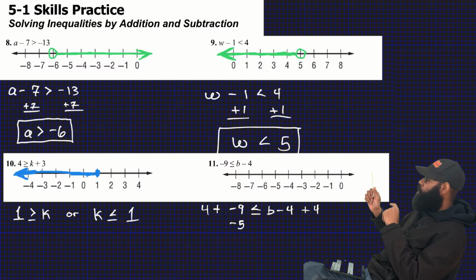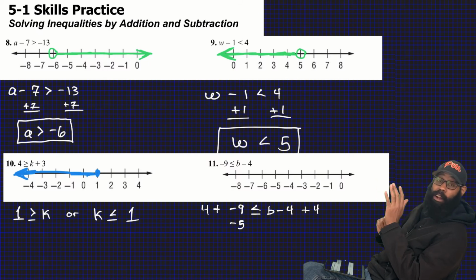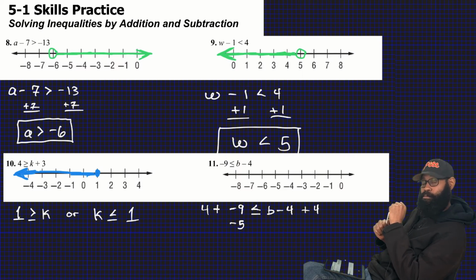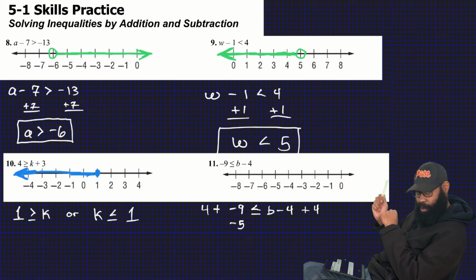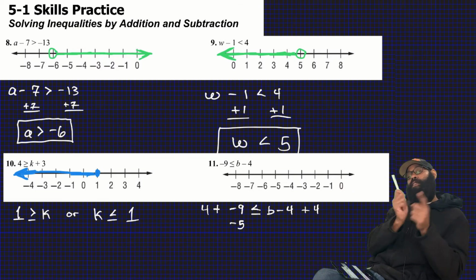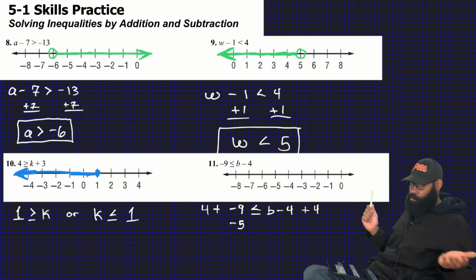I rewrote it because we want to start with the variable on the left so we know which direction to shade the number line. Remember I kept saying left because it's pointing to the left, right? It's pointing to the right. If I were to slow down in this handout and show you, you would see how if I were to graph 1 is greater than or equal to k, shading to the right, I would find some errors. But when I flip it, when I swap that, and it's something very simple.